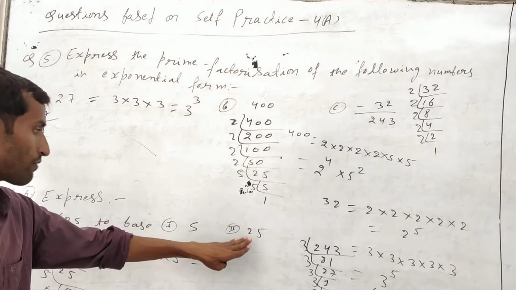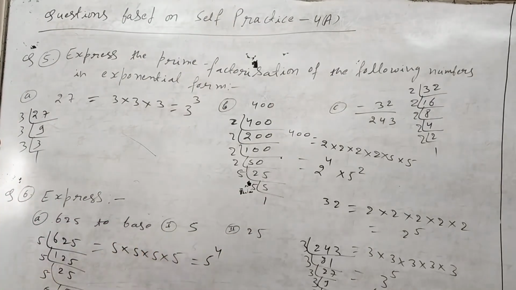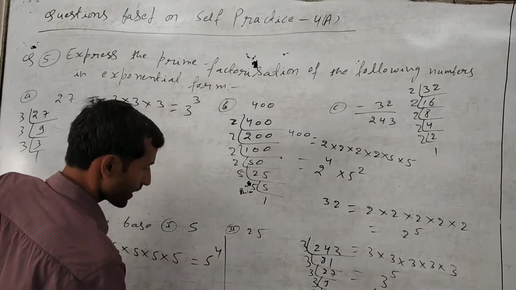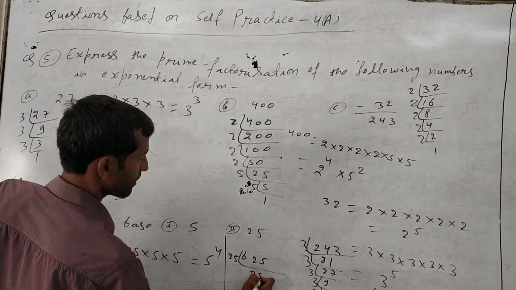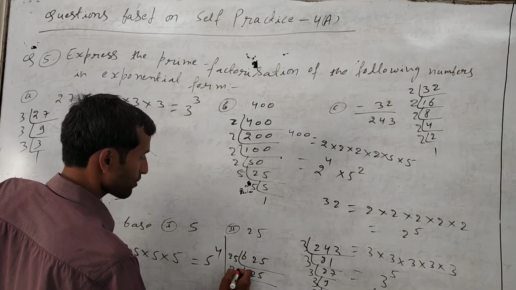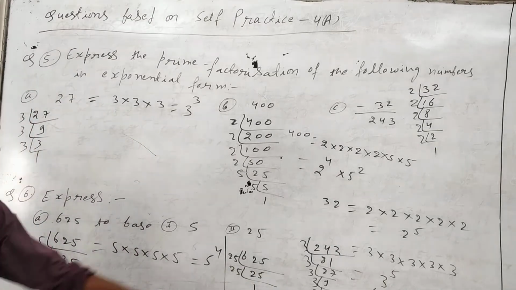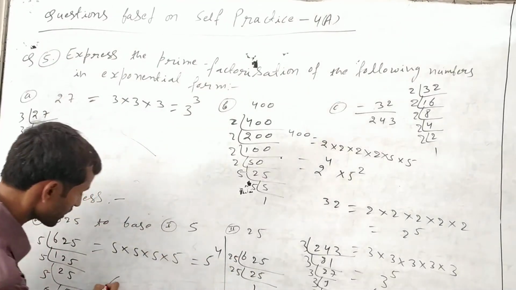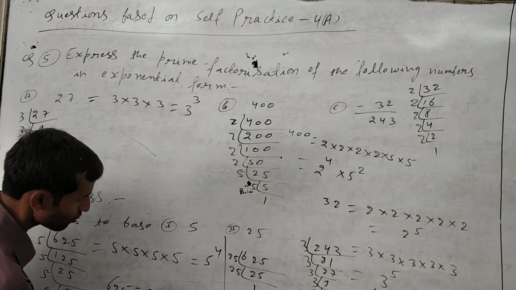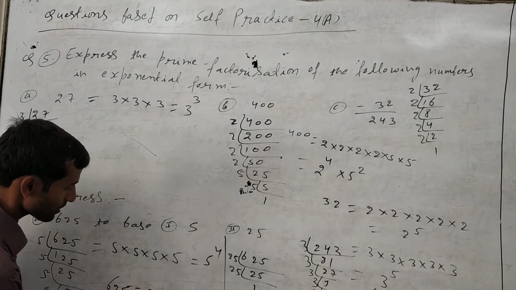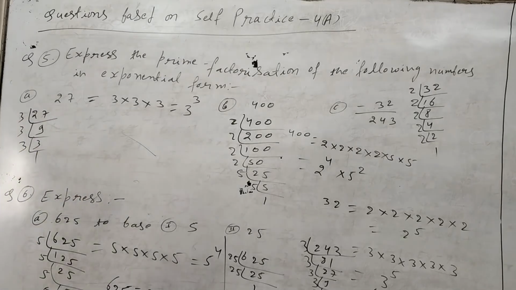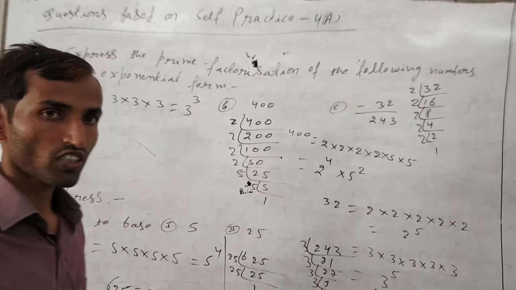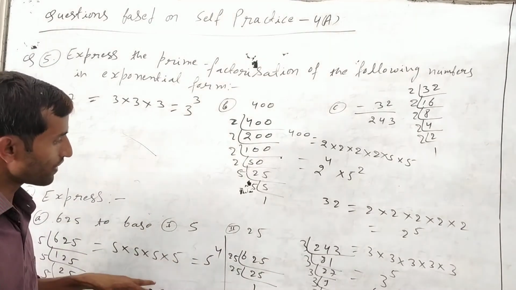Next we have to make base 25. If you want, you can factorize 625 directly by 25, because 25 into 25 is 625. So 2 times will come. We write 625 is equal to 25 into 25. So 25 power 2 will come. The final answer is 25 power 2, meaning base is 25 and the exponent is 2.